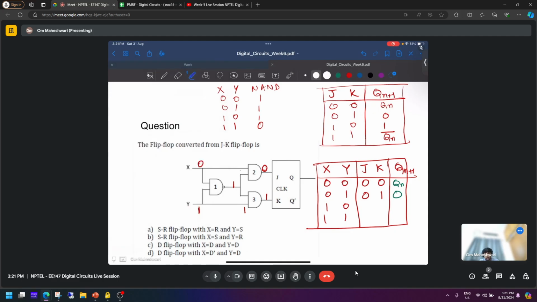Then the next condition is 1, 0. X is 1, Y is 0. So here it will be 0. It is again 0, 1. 1 will be here and it will be 1. It is a 1, 0 condition. And in 1, 0, your output is 1.